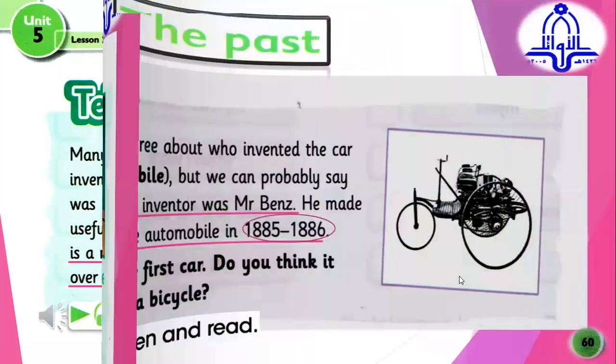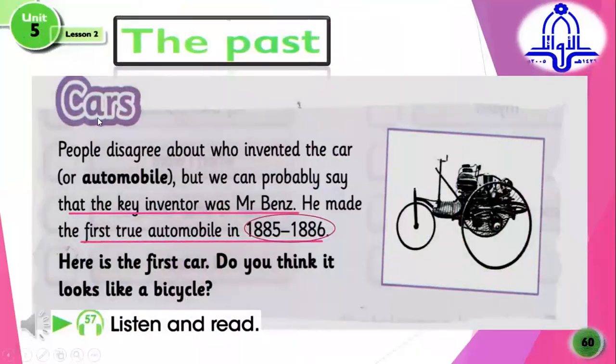Now we will continue with the second invention. نكمل مع الاختراع الثاني, also in the past, أيضا في الماضي. Cars, السيارات. People disagree about who invented the car or automobile, but we can probably say that the key inventor was Mr. Benz. He made the first true automobile in 1885 to 1886. Here is the first car. Do you think it looks like a bicycle?